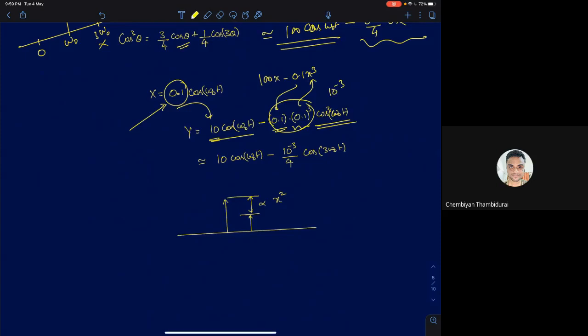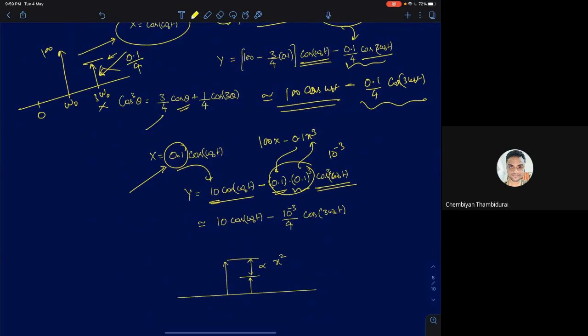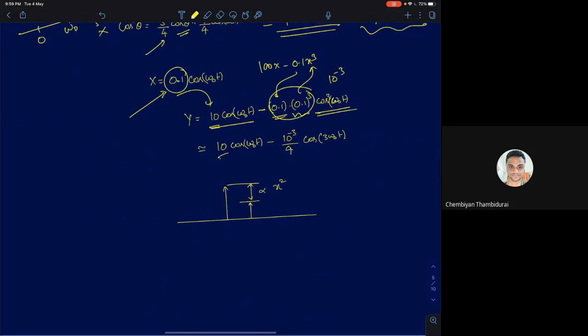Again, I'm ignoring the 3/4 cos theta term. That's a much smaller value compared to 10. So you'll be left with 10 cos omega naught t minus 10 power minus 3 by 4 into cos 3 omega naught t. Now if I take its Fourier transform and plot it, the first harmonic magnitude is 10. The third harmonic magnitude, on the other hand, becomes 0.1 by 4 into 1 by 100, or 0.1 the whole square.